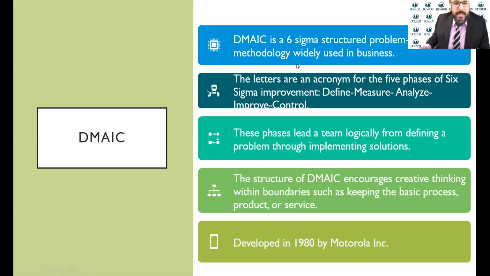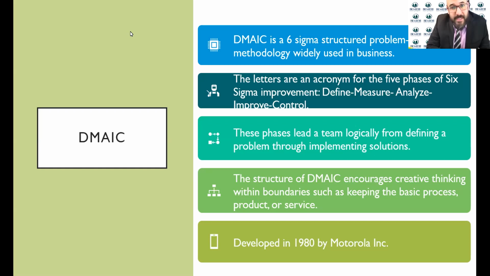So let's go ahead and start with Six Sigma. What is Six Sigma? Six Sigma is a structured problem-solving technique that we use in business to improve quality. DMAIC, D-M-A-I-C, stands for define, measure, analyze, improve, and control. So this is the Six Sigma methodology. It is a process improvement technique. So whenever you hear Six Sigma, that means the DMAIC process.